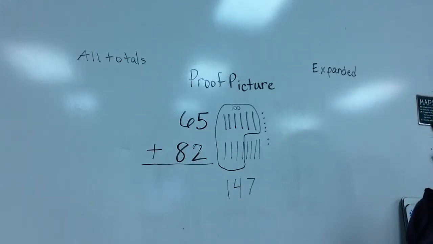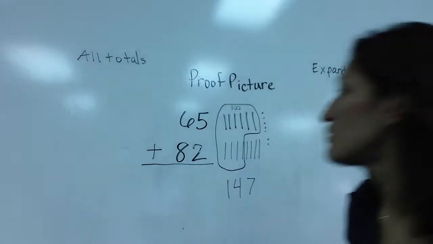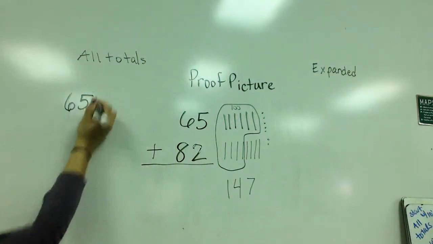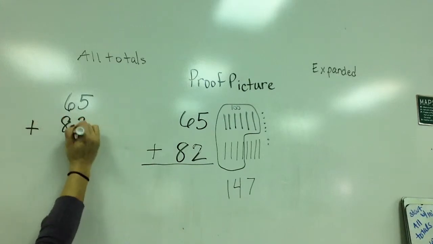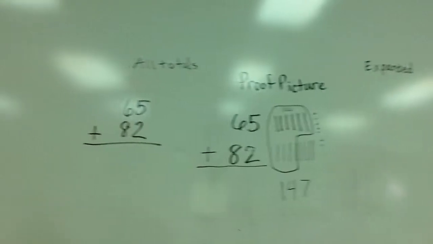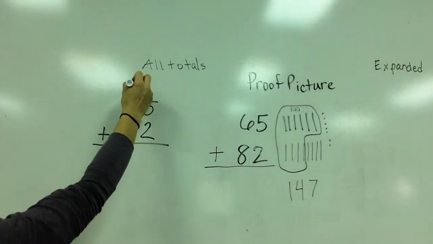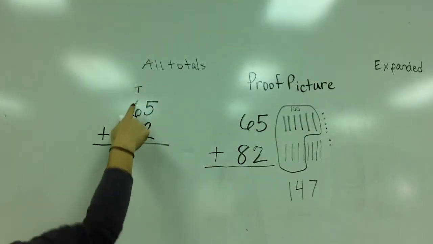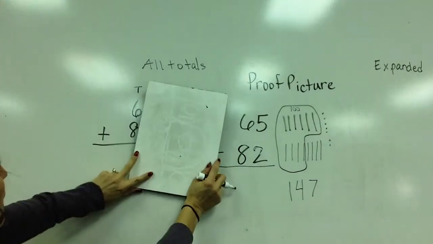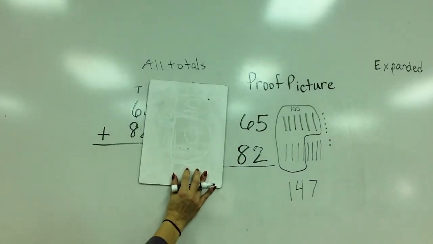All totals means we're going to start with our most powerful place value. So if we come over here and we rewrite the problem, 65 plus 82, we're going to start with the most powerful place value, which we know is the tens. We're going to add how many tens we have all together. Again, I'm going to take a board and I'm even going to cover up the other side because I am only focused on the most powerful place value.